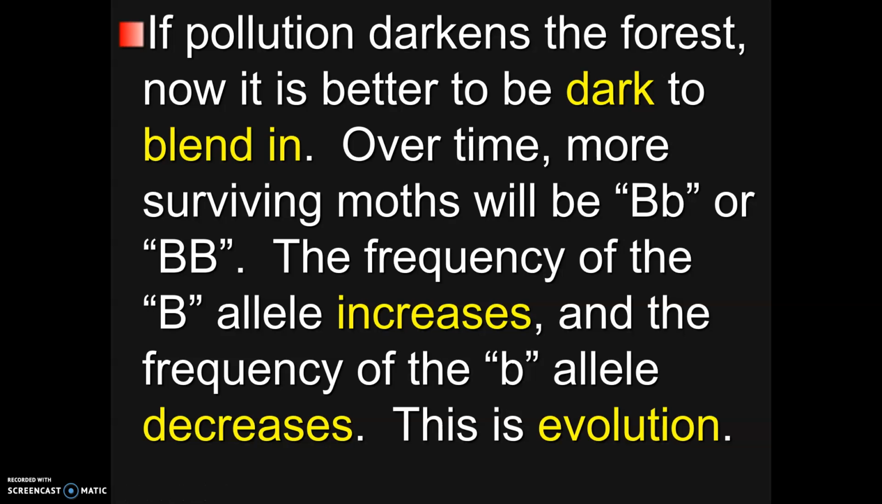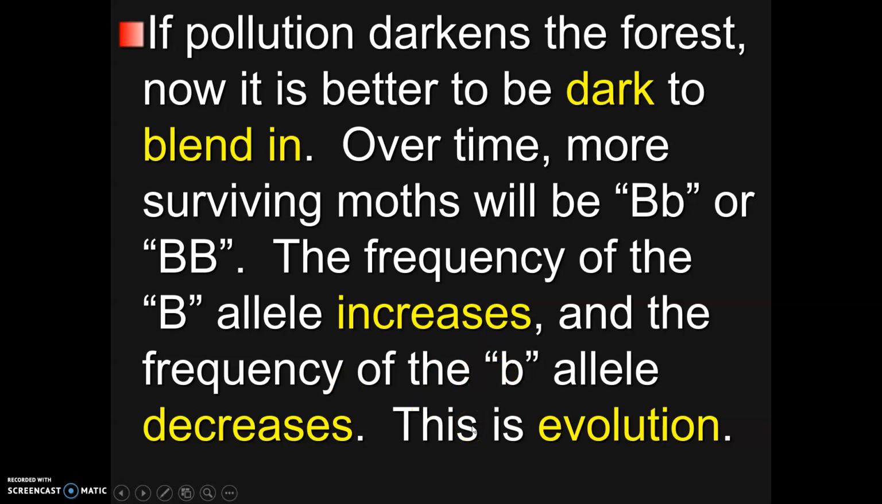Now, what happened, and you guys read this in the article, is the Industrial Revolution happened, there started to get a lot more pollution. It started to make the trees really dark. It darkened the forest. Now it is better to be dark to blend in. So over time, moths that are surviving are going to be either the heterozygous big B little b or big B big B. The frequency of the big B allele increases and the frequency of the little b allele decreases. And this is what is evolution.